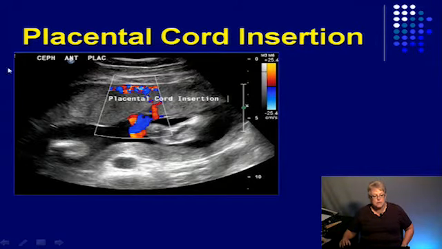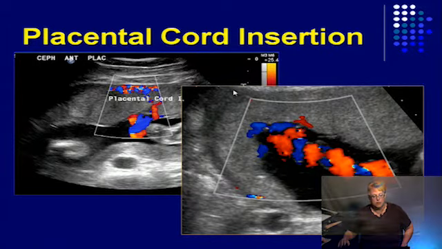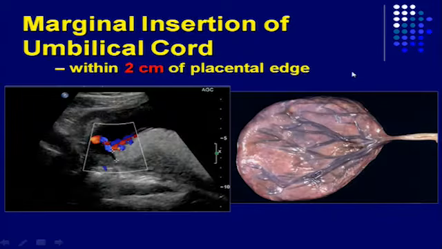But here's your baby's cephalic. So I'm writing on the machine how the baby's laying, cephalic. It was an anterior placenta. I'm documenting where the placenta was, and then this is the cord insertion into the placenta. Here's another one. So again, just documenting, with the color, it really helps to identify where that cord is coming in. So marginal insertion of umbilical cord is within 2 centimeters of the placental edge.